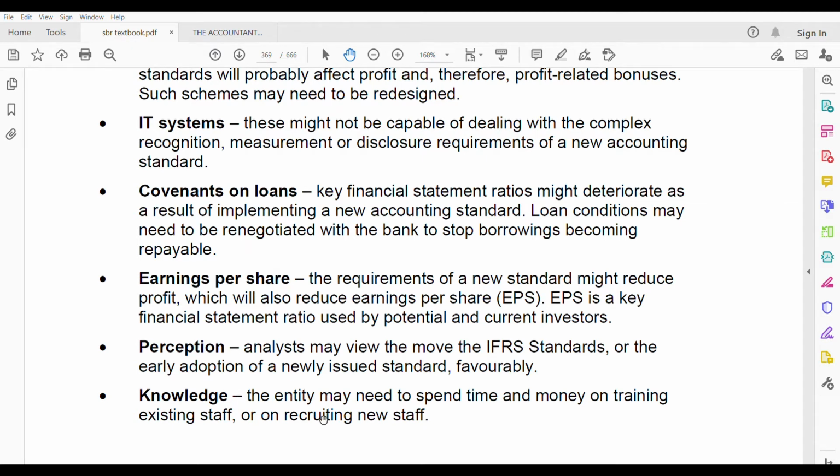Knowledge: the entity may need to spend time and money on training existing staff or recruiting new staff. Right? It's very easy to understand. You definitely need knowledge and skills. You need to learn those new IFRS standards, how to apply them, and you need to teach the staff also. So it takes time and it takes money.